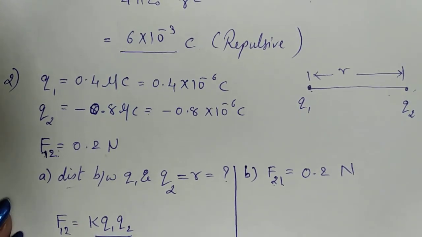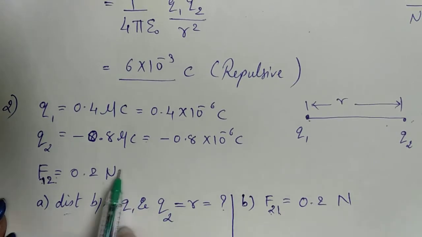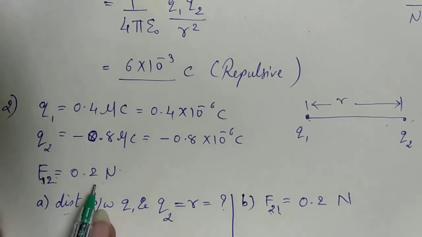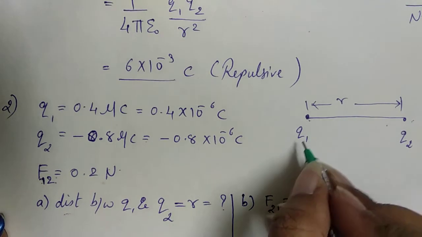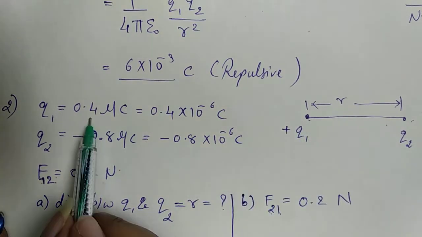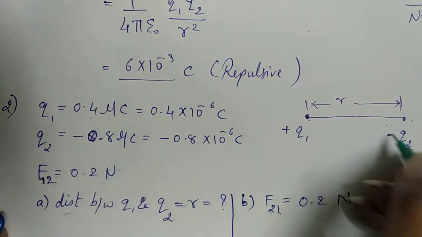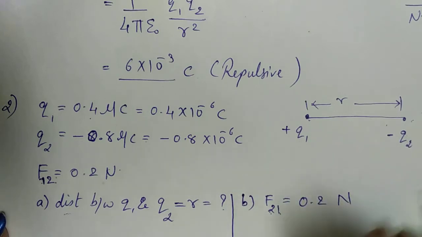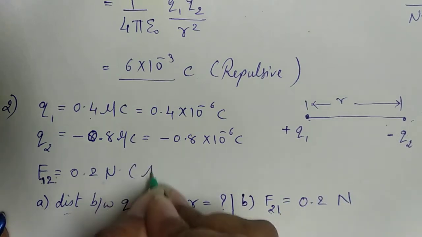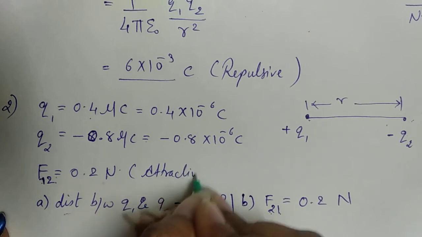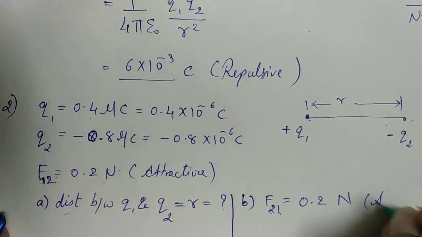We'll just write from the question that this will be the force acting on the second sphere by the first one. And both these forces will be attractive in nature, because this Q1 charge is positive and Q2 charge is negative. As they both have opposite polarity, both these forces will be attractive in nature. This one also and this one also.